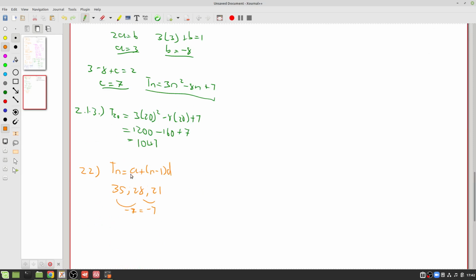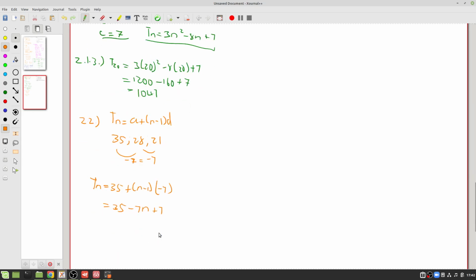So we know Tn is a plus n minus 1 times d. a is our first term, so a is term 1. So Tn equals a. What is a in this case? First term is 35. So a plus n minus 1 times d. d is the thing we add each time, and that's negative 7. So we have 35, negative 7 times n is negative 7n. Negative 7 times negative 1 is plus 7. So we can simplify that a little bit, and that gives us negative 7n plus 42.